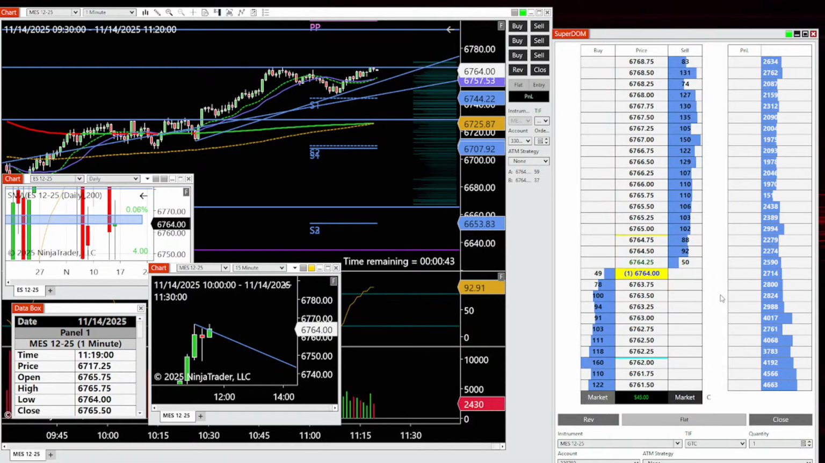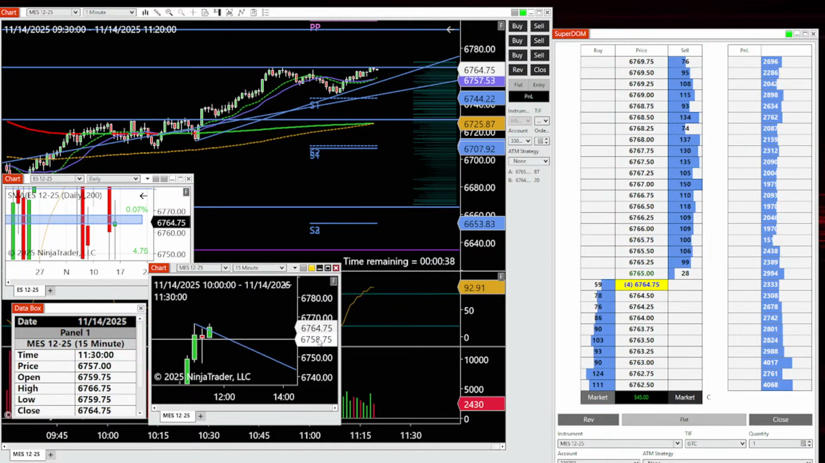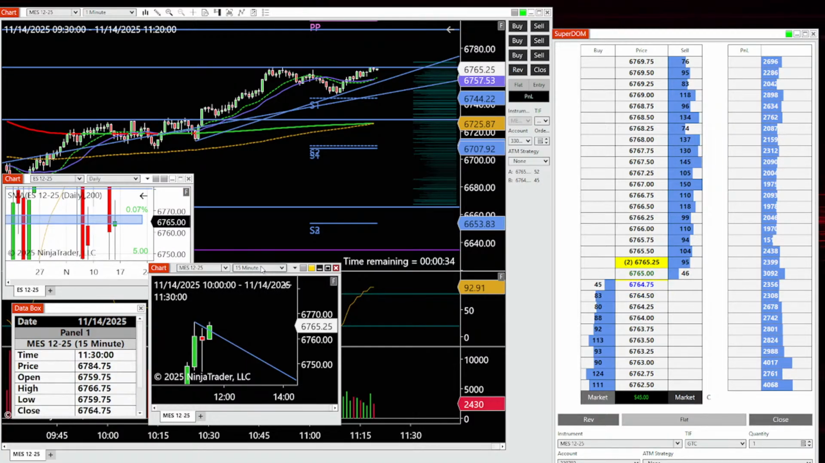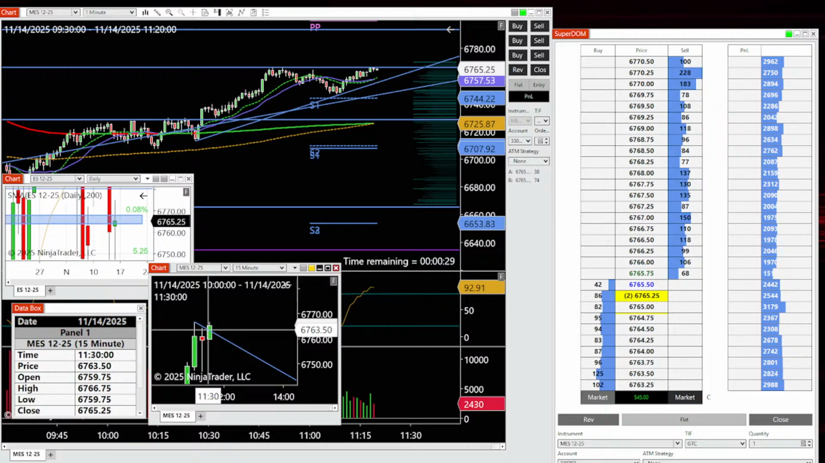Because this don't look like it's going. Especially on a 15-minute chart. Look like it's a double top on a 15-minute chart. Look like it's a double top here, actually. This 66.